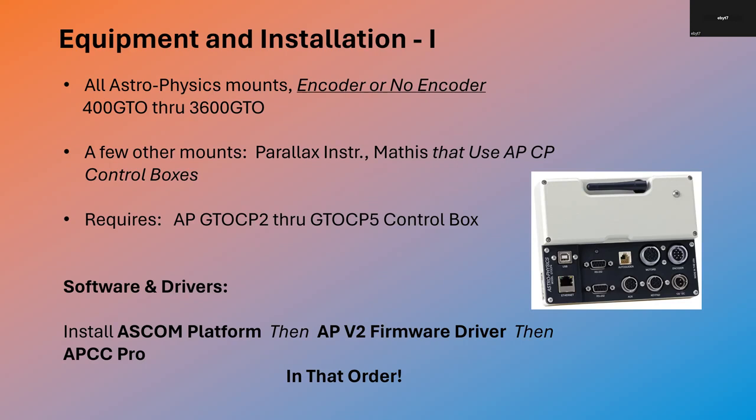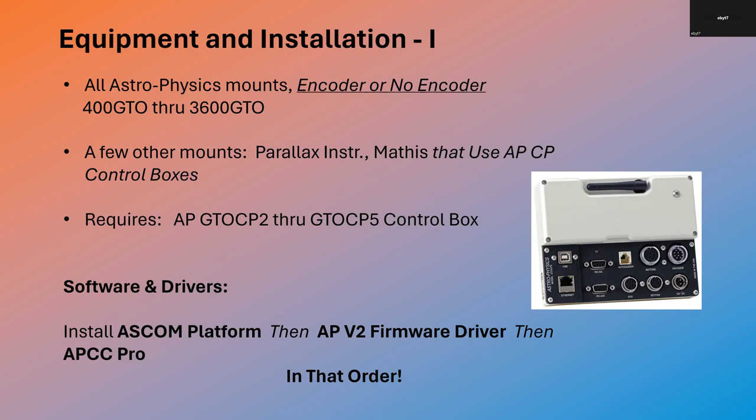But it does require Astro-Physics control boxes, either the GTOCP2 all the way up through the CP5. I know with the CP2, it does need some upgrades to the hardware, I think a different chip. So primarily most users are CP3 through CP5. And the CP5, I believe, is proprietary to the Mach2. It comes automatically with every Mach2.